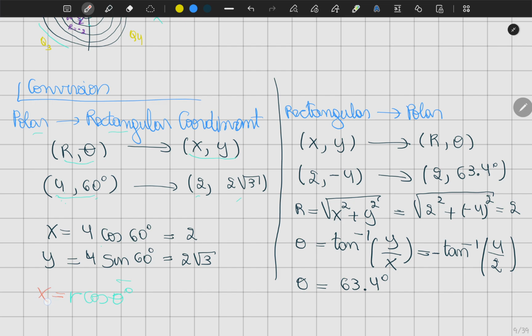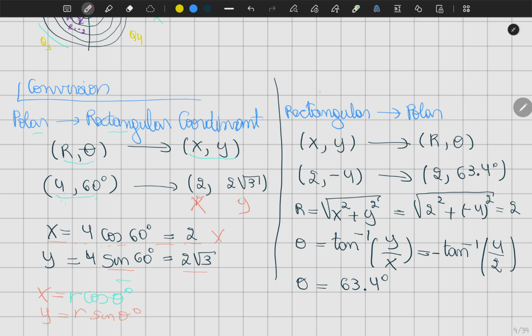and then to find y we use r sin of theta. That's what you see here. So this is the formula we use in order to convert this into rectangular form. So we got the answer 2, and here we got the answer 2 times square root of 3. That's what you see here. This is x, and this is y that we just got.